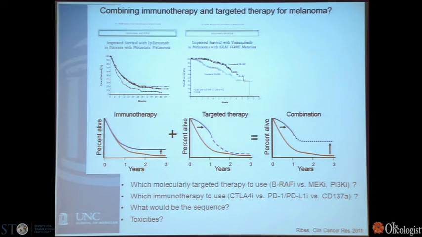I want to close with the idea that combining immunotherapies with molecular targeted therapies is a very important one. There are only a few trials currently in progress, and the early data suggest that the combination is very, very toxic, and therefore adjustments need to be made.